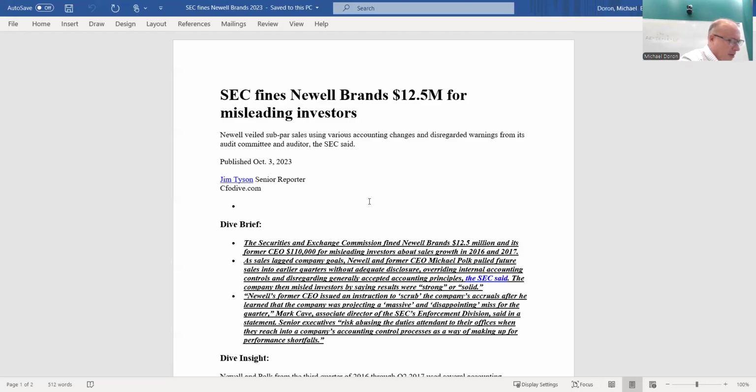Chapter 7 problems. Okay, we'll do this one. 7.68, audit objectives and procedures for accounts receivable.